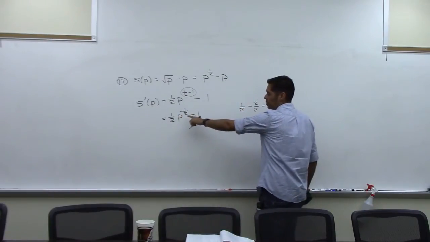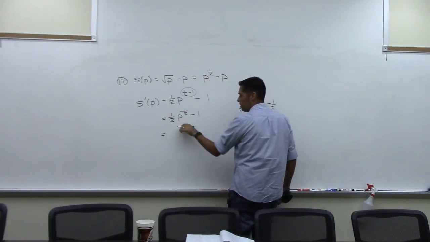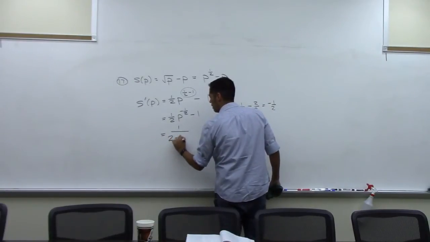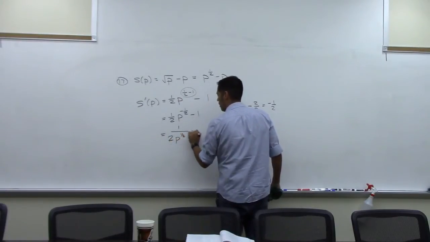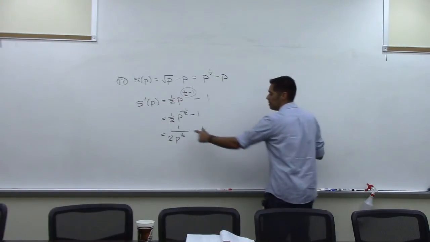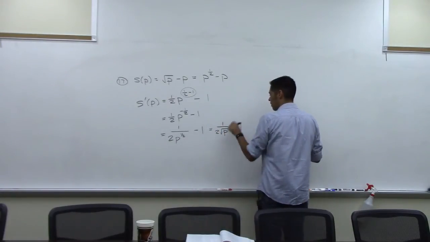Now, if you wanted to, you could rewrite this because it's a negative exponent. You could drop it down to the bottom. It would join up with the 2 down there. You get 2p to the 1/2 minus 1. And then you could go back and remember that p to the 1/2 is a square root. So you could write 1 over 2 square root of p minus 1. And that would be your final answer.